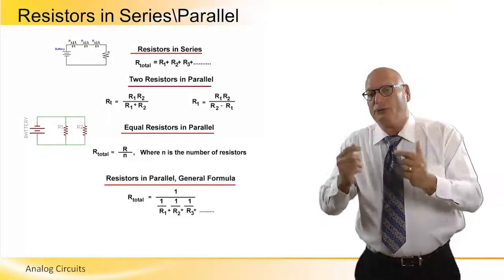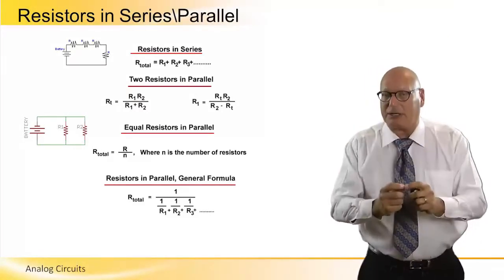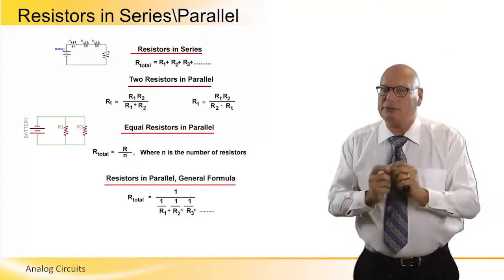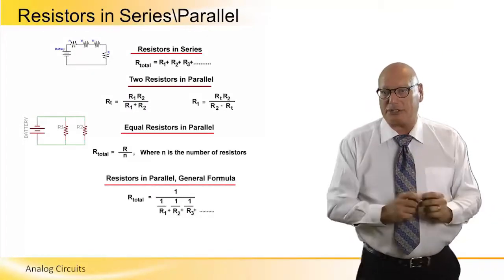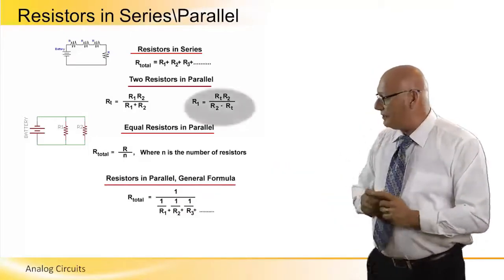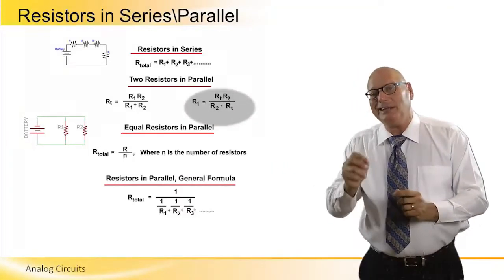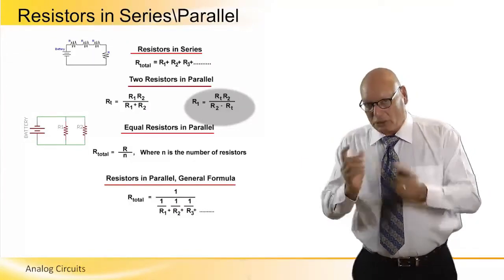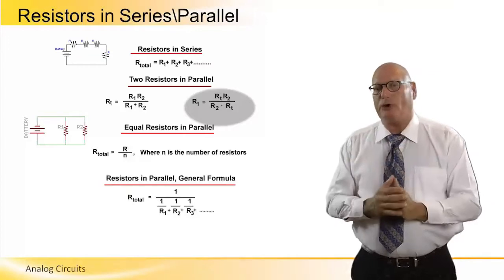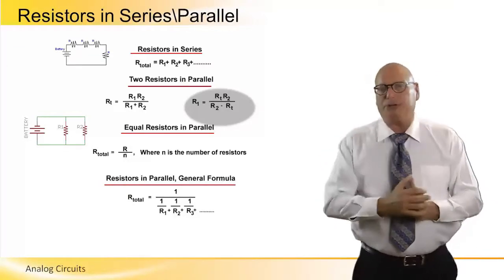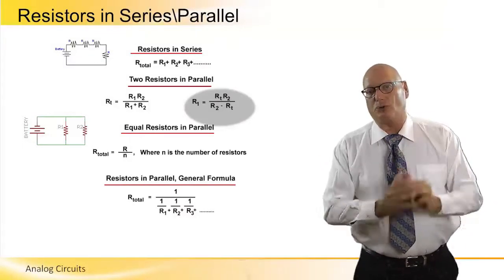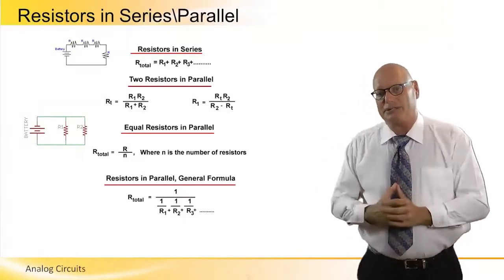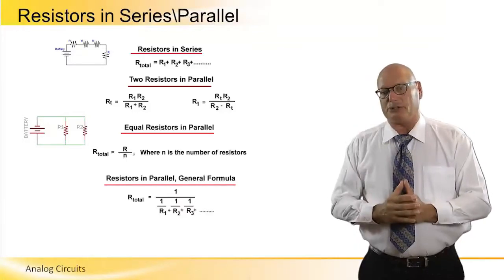If we want to calculate a specific resistor in our electronic circuitry, look at the right-hand side. R1 equals RT times R2 divided by R2 minus RT. So we manipulate the formula to take out R1, and this is the resistor we're looking for. We want to calculate it knowing the equivalent resistance. So the formula is a little bit changed.